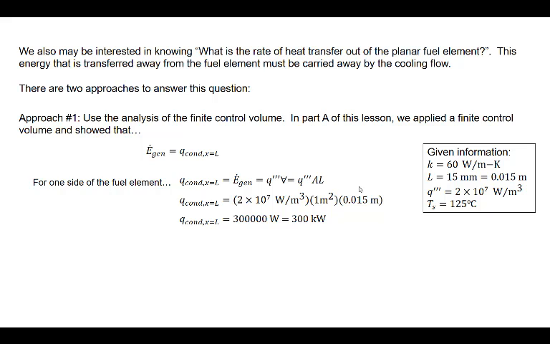The overall rate of heat transfer is double because there are 2 sides of the element. We can simply take this result and multiply by 2. The overall rate of heat transfer out of the fuel element is 600 kilowatts.